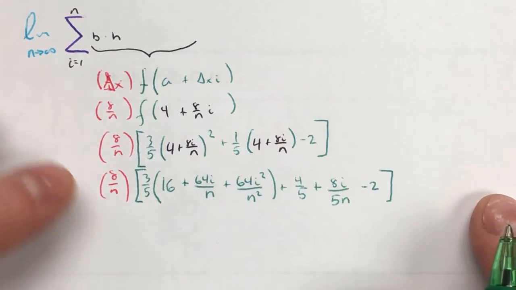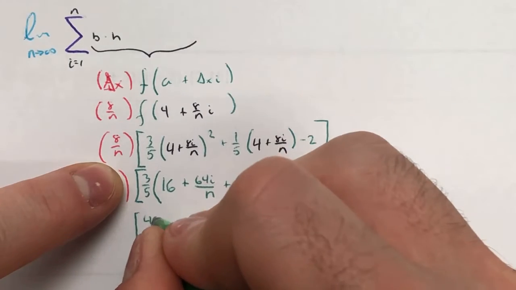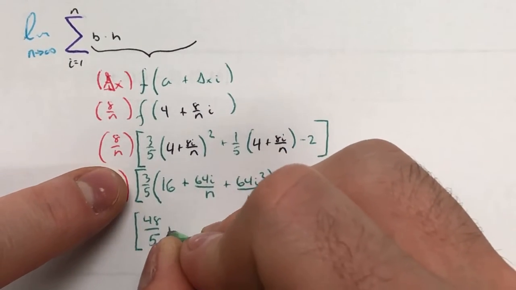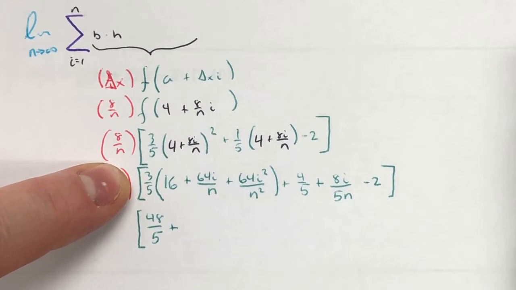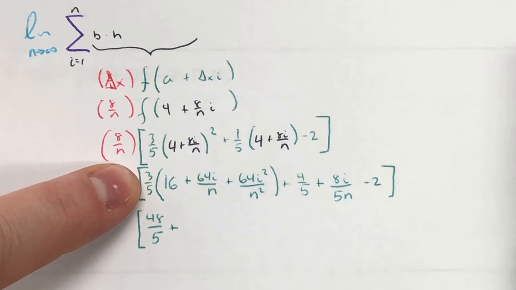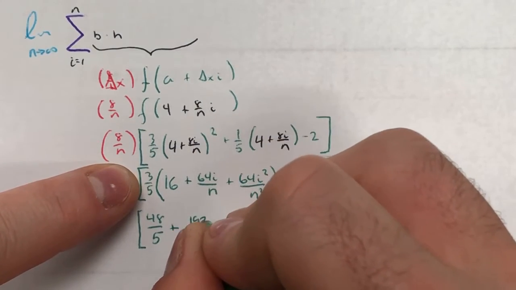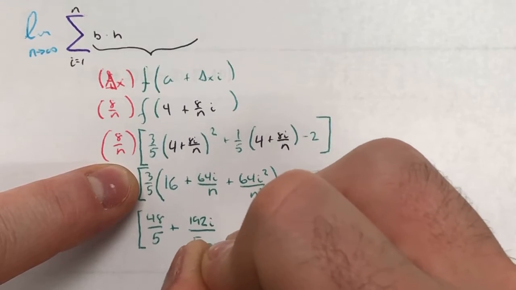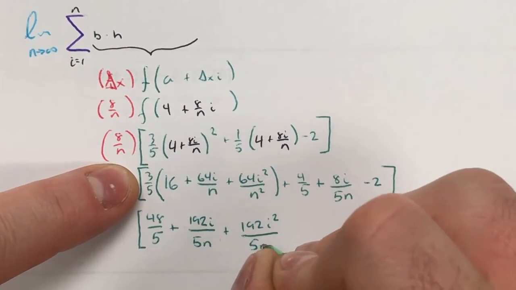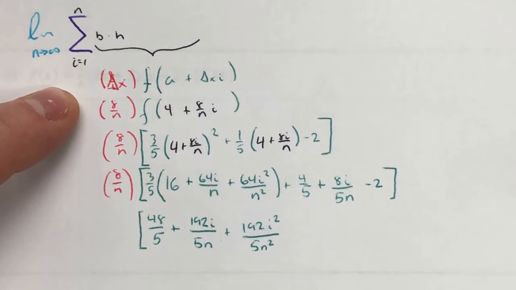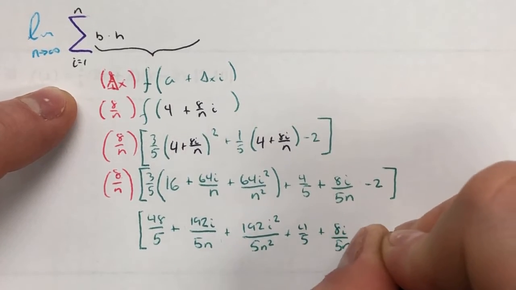Okay, and then I'm going to distribute my 3/5 into this. Let's see, 3 times 16 is going to give us 48 over 5. 3 times 64. Unfortunately, at this point, I am going to have to break out the calculator because my arithmetic skills are getting a little exhausted here. 64 times 3 is 192. Over 5n plus 192i squared over 5n squared plus 4/5 plus 8i over 5n minus 2.